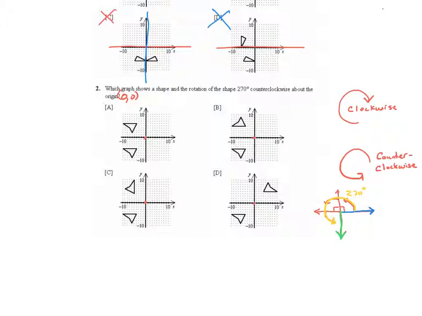Similarly, if I have another arrow, this time I'm going to put it right in the middle of the first quadrant, and I were to rotate this one 270 degrees counterclockwise about the origin.